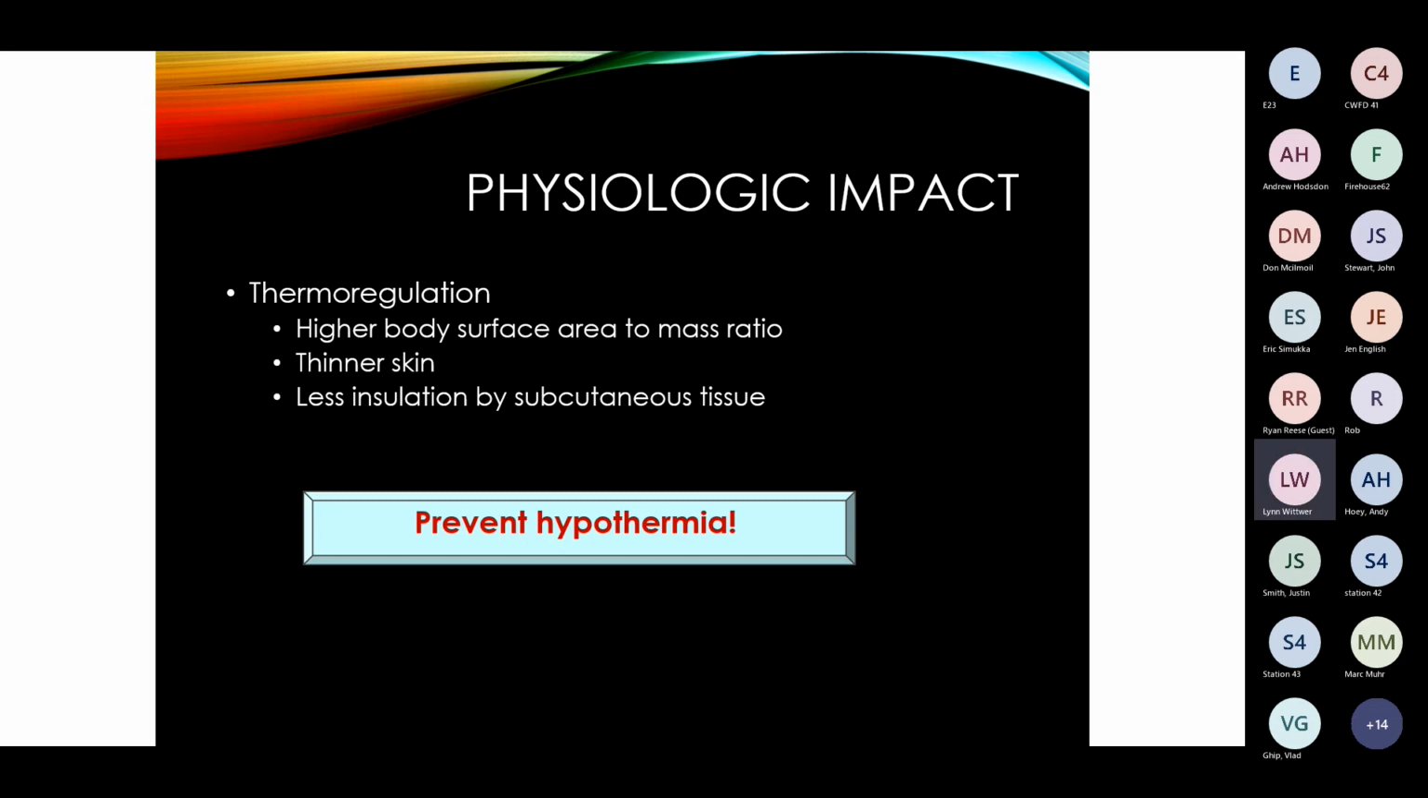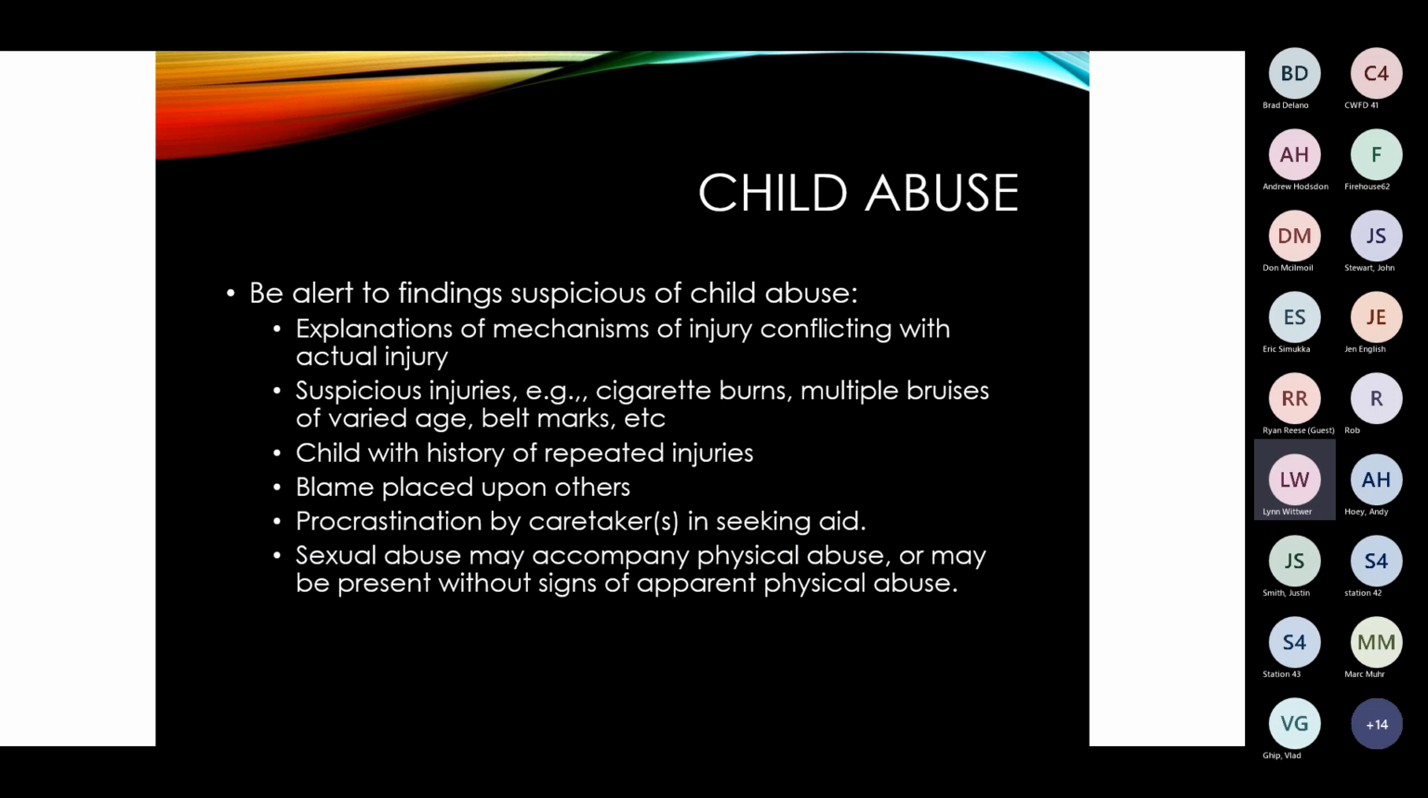Also, little kids, pediatrics, have a high body surface area to mass and very thin skin, less insulation, so they get hypothermic very easily. Children in trauma become hypothermic, adults in trauma become hypothermic as well, but kids get hypothermia really quickly, particularly if there's any shock associated. So protect them.